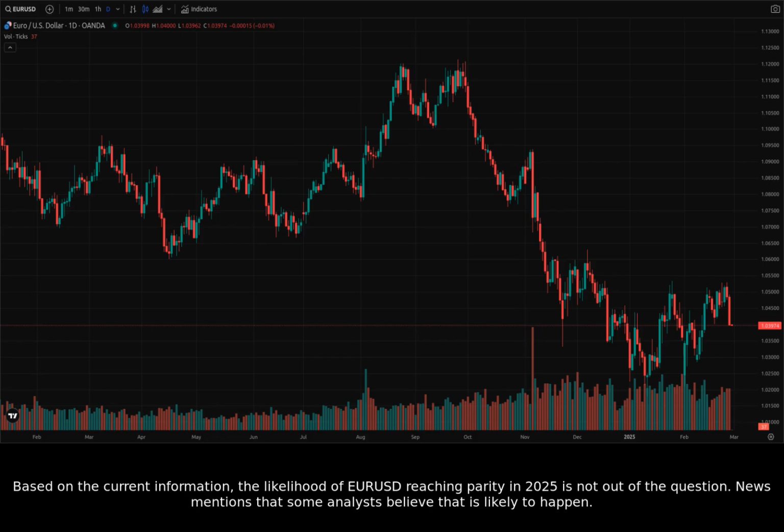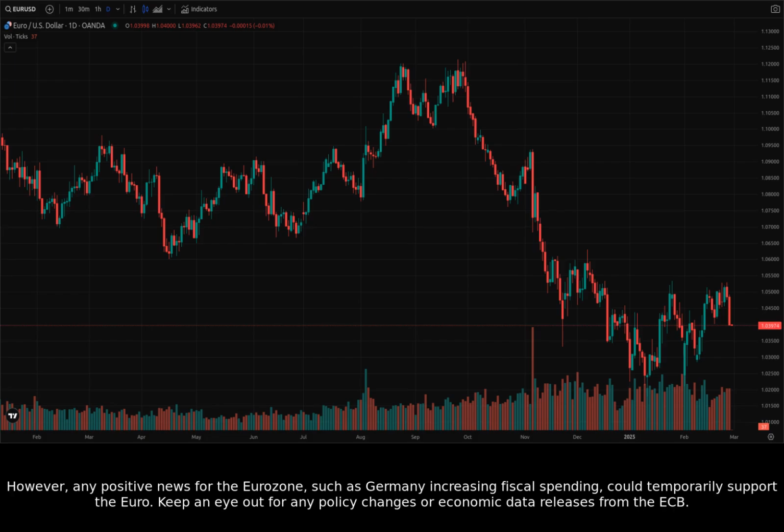Based on the current information, the likelihood of EURUSD reaching parity in 2025 is not out of the question. News mentions that some analysts believe that is likely to happen. However, any positive news for the Eurozone, such as Germany increasing fiscal spending, could temporarily support the euro. Keep an eye out for any policy changes or economic data releases from the ECB.